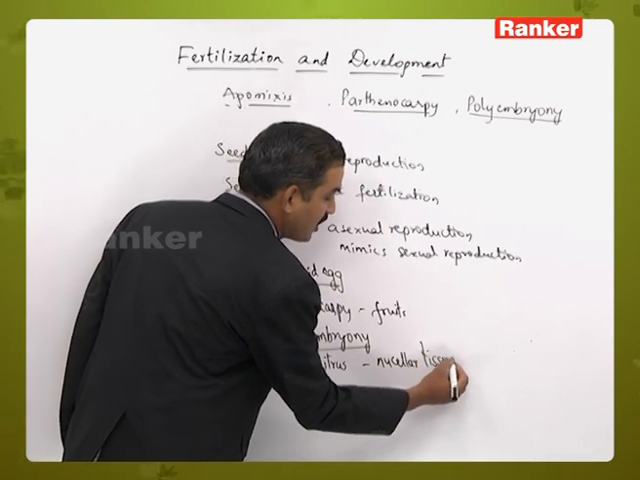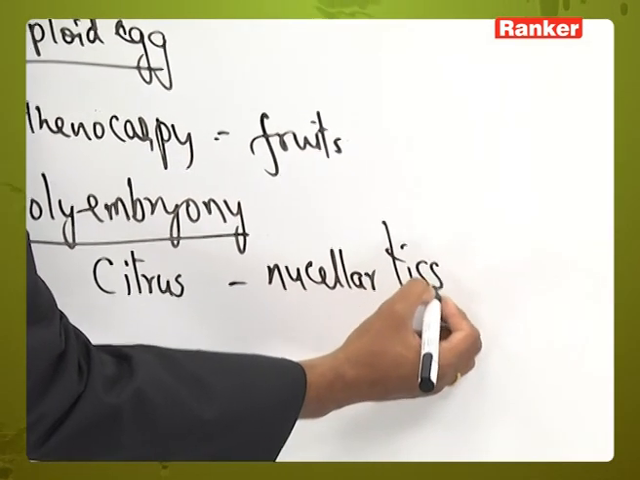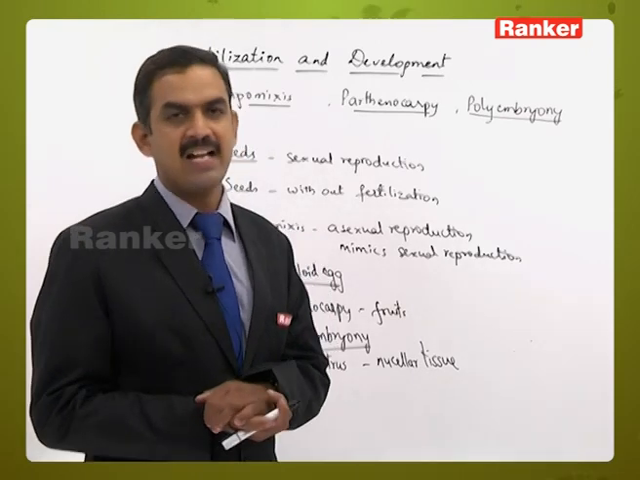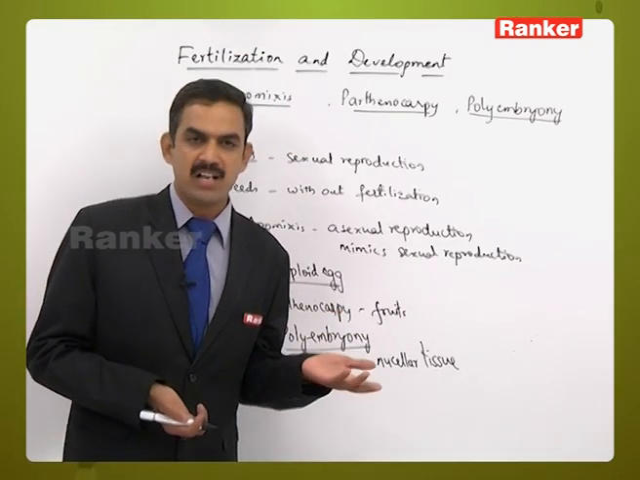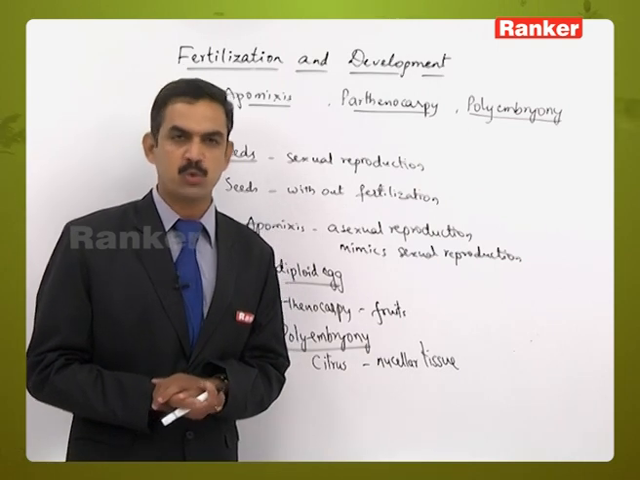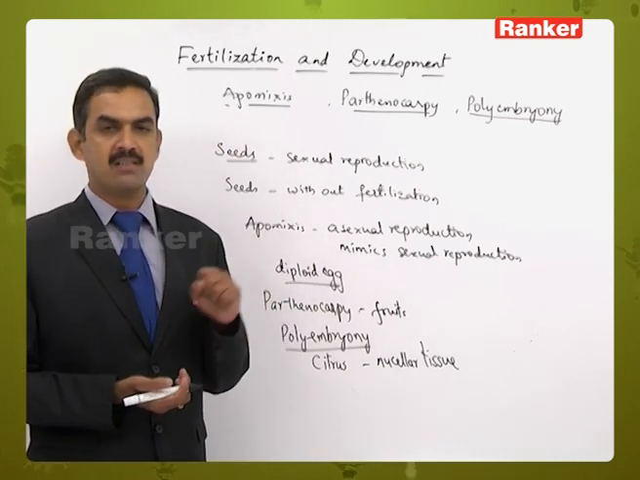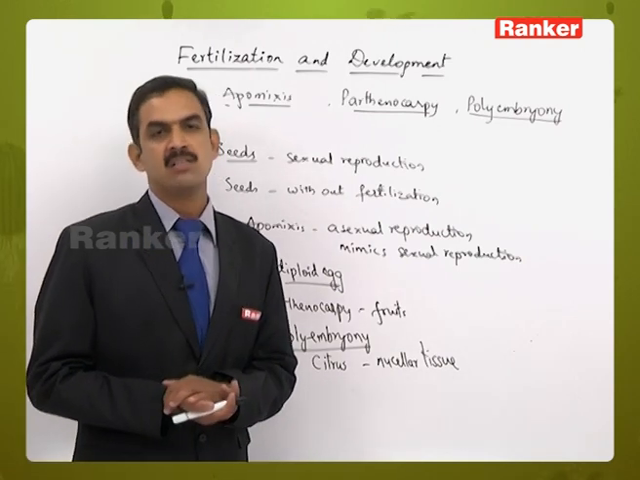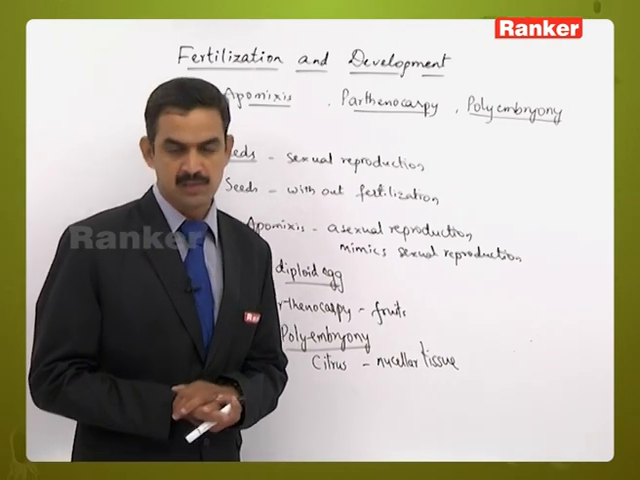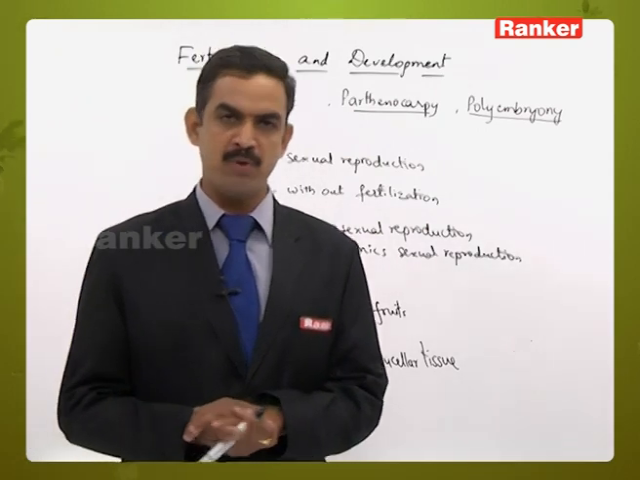These additional embryos which are formed from nucellar tissue, protruded into the embryo sac, act as additional embryos apart from the normal embryo which is formed as a result of sexual reproduction. So because of that reason, more than one embryo can be observed inside the seeds of citrus species. Such a condition is called polyembryony.